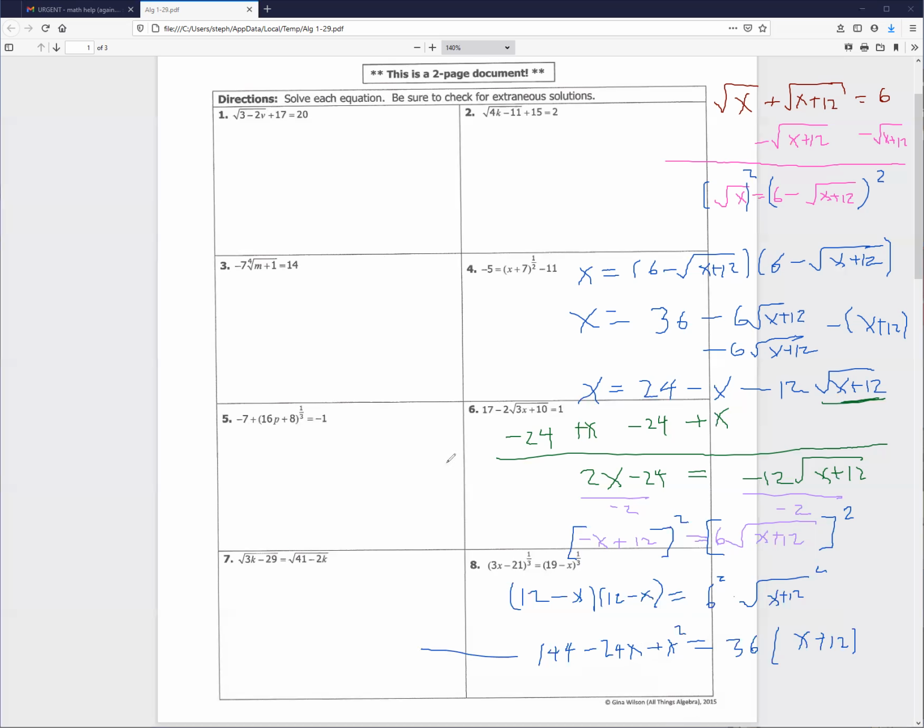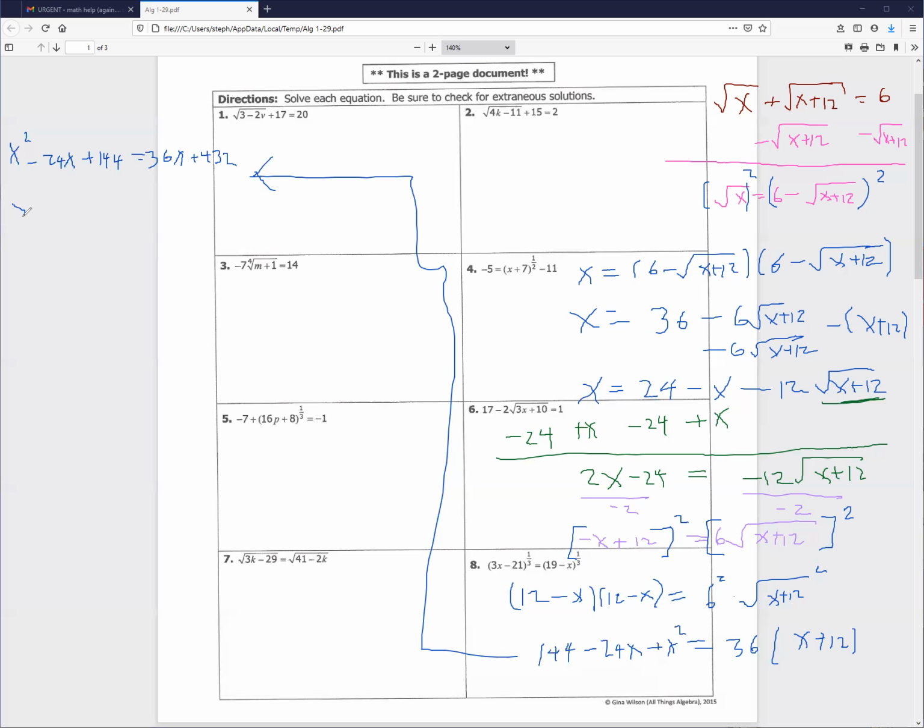All right, so let's take this up and over to the other side here. So x squared minus 24x plus 144, that's just rewriting in descending order. And on the right, we've got equals 36x, because I'm distributing, and 36 times 12 is 432. And we've got ourselves a quadratic equation.